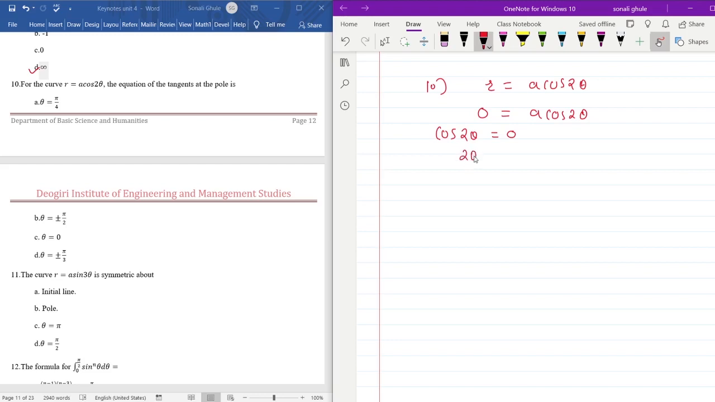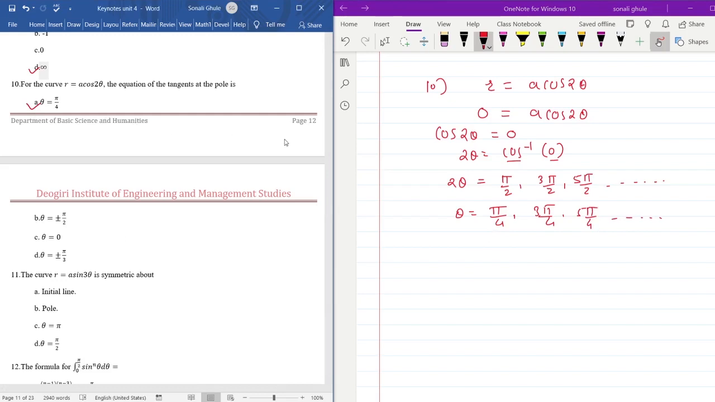That means 2 theta equals cos inverse 0. So cos is 0 when the angle is pi by 2, 3 pi by 2, 5 pi by 2 and so on. Okay. So that is theta equals pi by 4, 3 pi by 4, 5 pi by 4 and so on. If you observe here, theta equals pi by 4 is one of the options. So that is the correct option here. Okay.